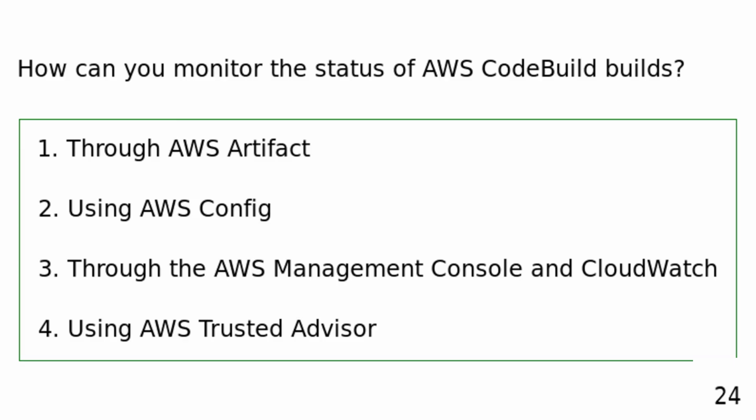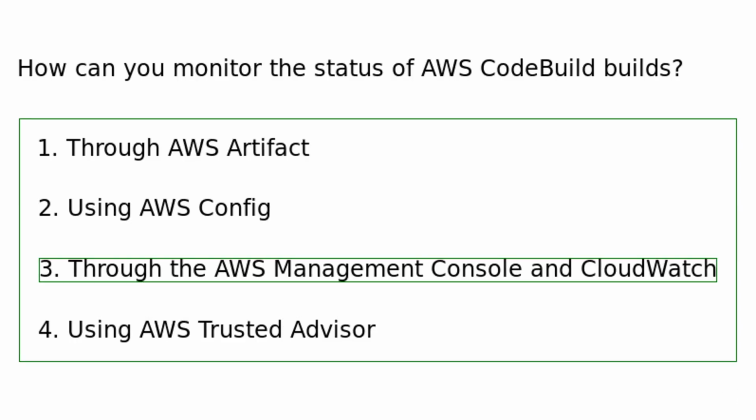How can you monitor the status of AWS CodeBuild builds? Through AWS Artifact. Using AWS Config. Through the AWS Management Console and CloudWatch. Using AWS Trusted Advisor. You can monitor the status of builds through the AWS Management Console and Amazon CloudWatch.